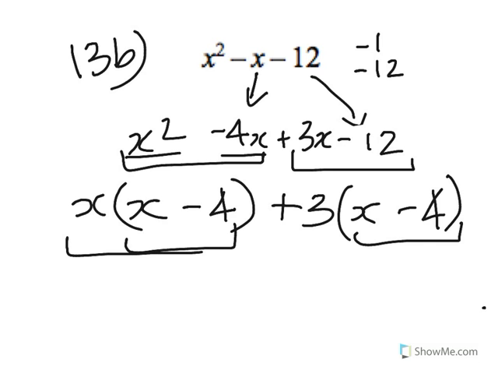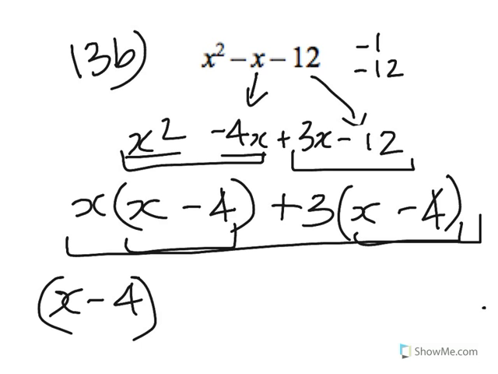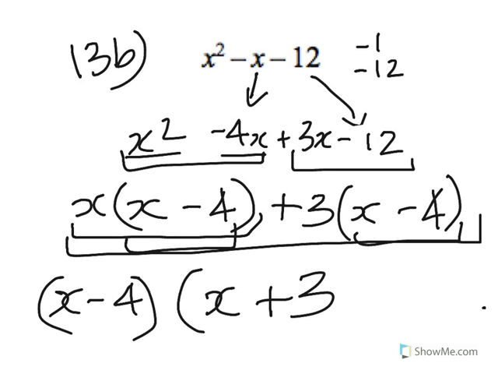Now what you do is you take the whole equation and you see what's common. x minus 4 is common. So now you're factorizing the whole thing, and you divide both of the terms by x minus 4. So x times x minus 4 divided by x minus 4 is nothing but x, and 3 times x minus 4 divided by x minus 4 is 3. So that's your factorized form.